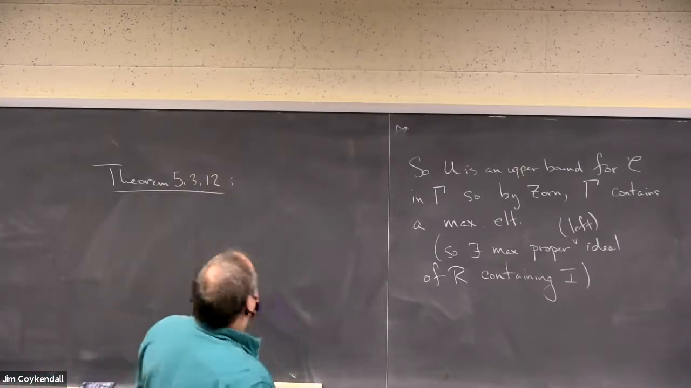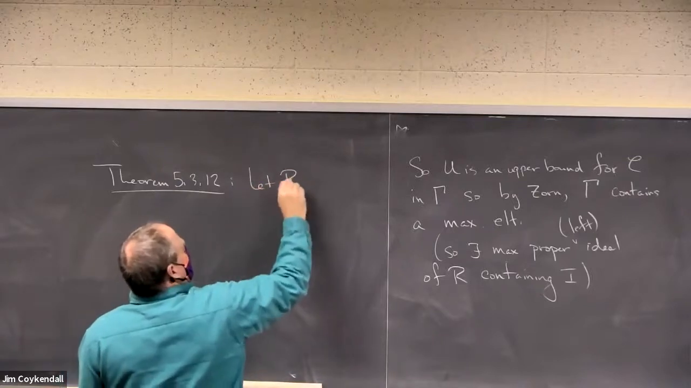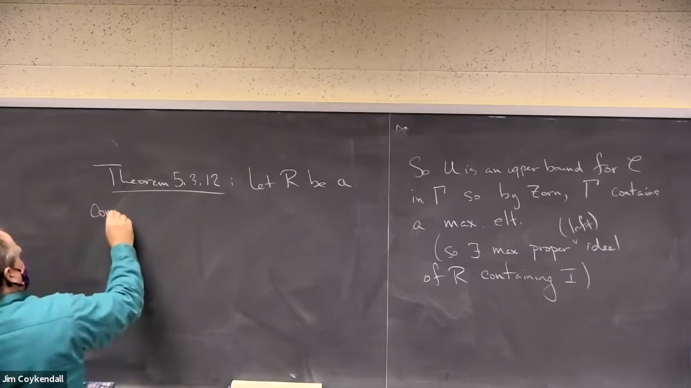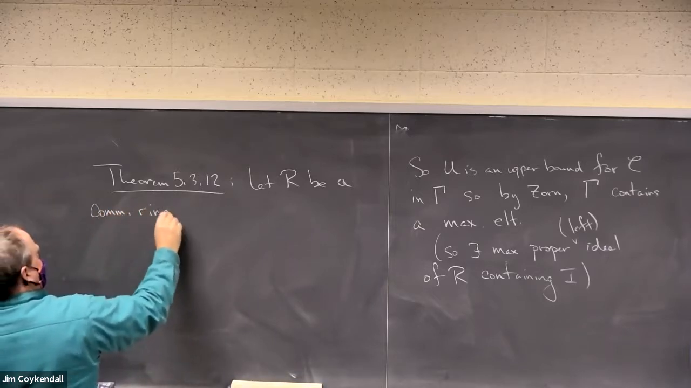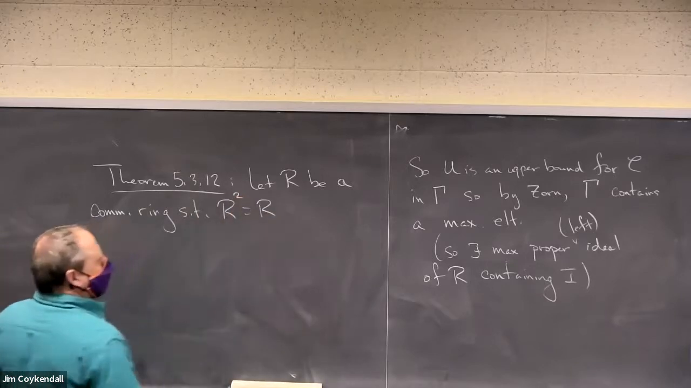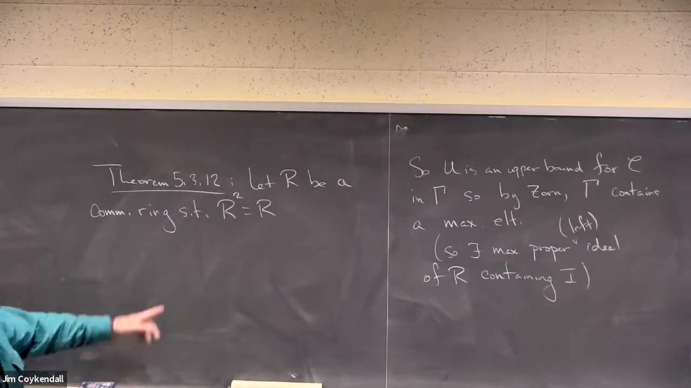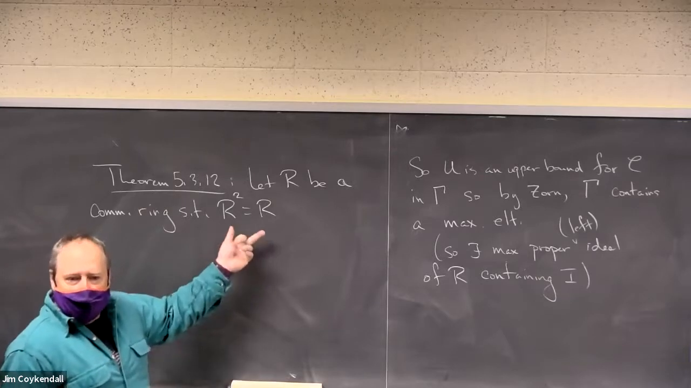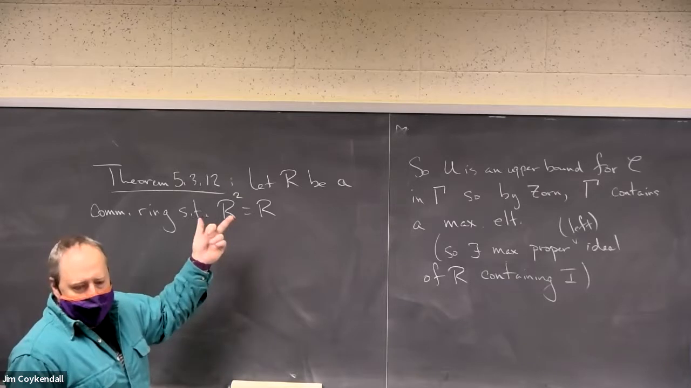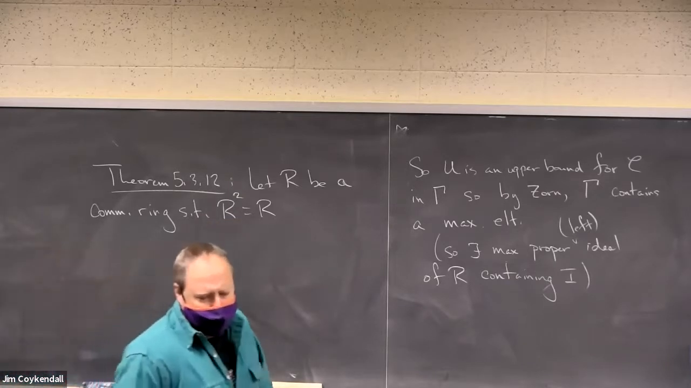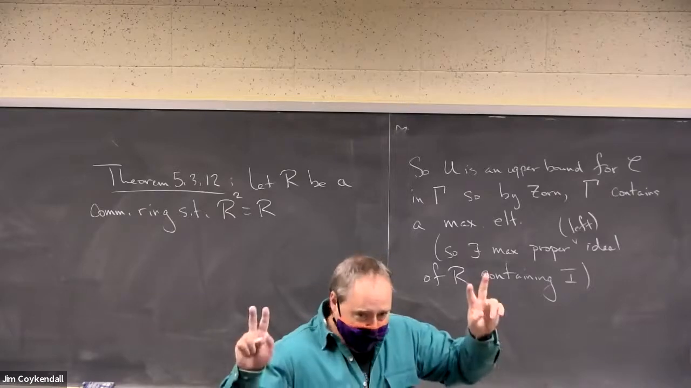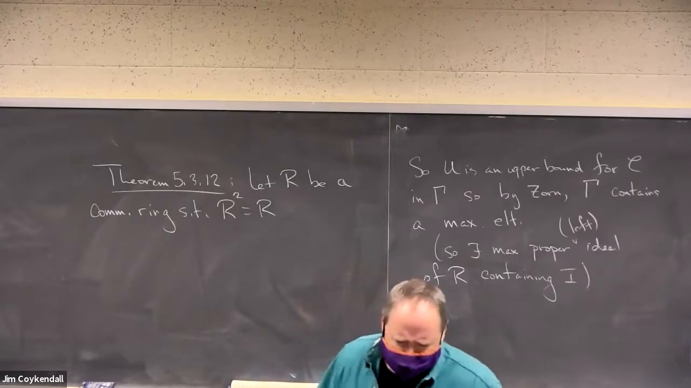Let R be a commutative ring such that R squared equals R. Notice that this condition is always satisfied if R has an identity, but it can be satisfied if R doesn't have an identity. So this is a slight generalization of the statement "R has an identity." This is just a little bit more general.